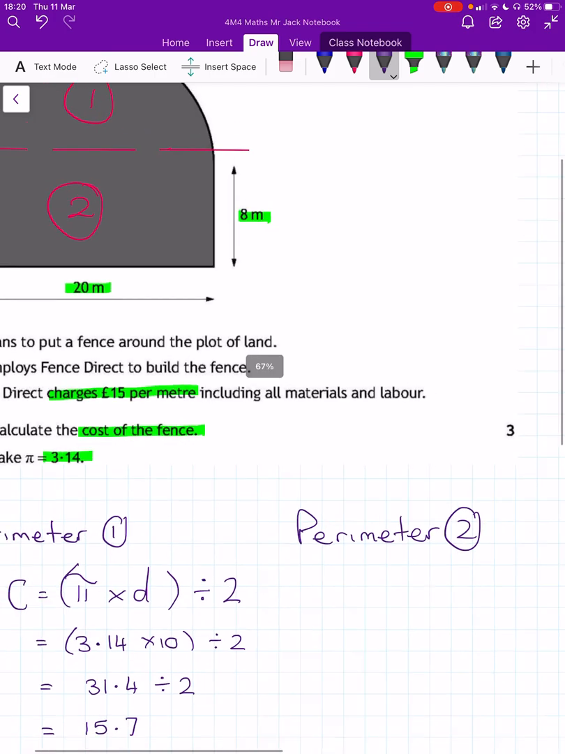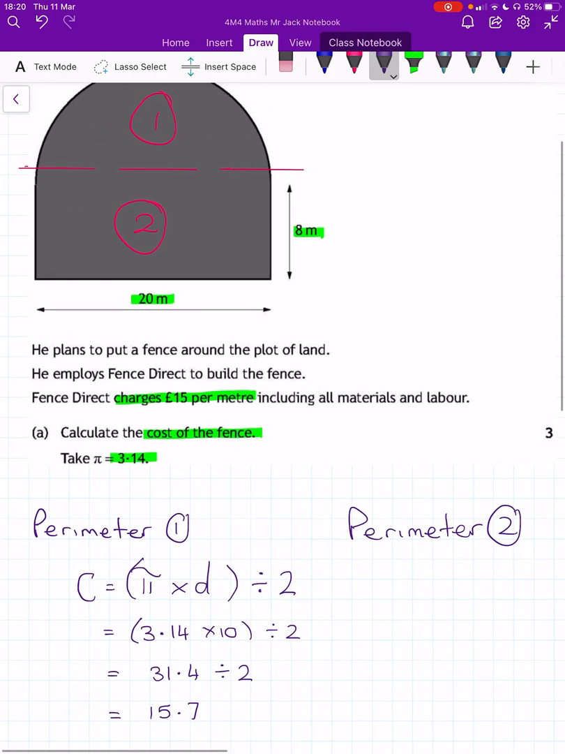Perimeter of shape number 2 is just the rectangle, but remember, we're only going to want the three sides. We're going to want this side here, and this side here.